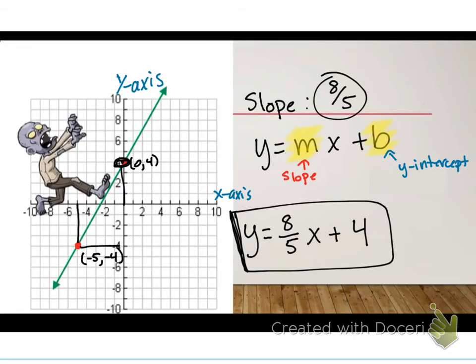And so the equation for this line is going to be this right here. Pretty cool. Later on, we will learn how to put this in a calculator to graph it.